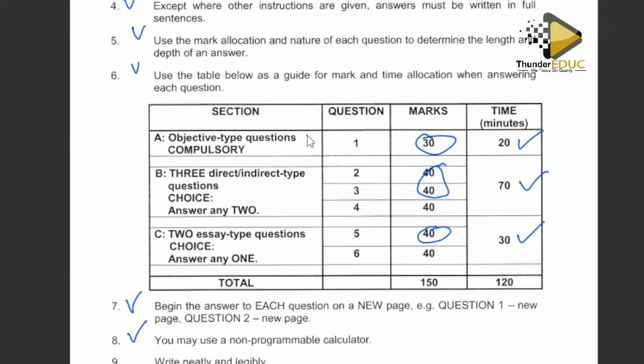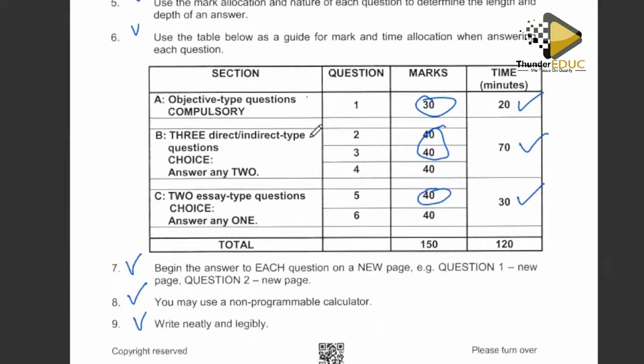So now we have instruction number 8. You may use a non-programmable calculator. The last but not the least of the instructions, which is instruction 9, is to write neatly and legibly. Okay, right, grade 12s.